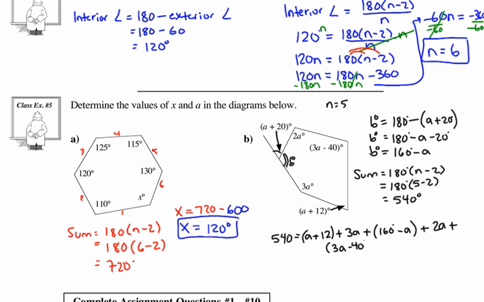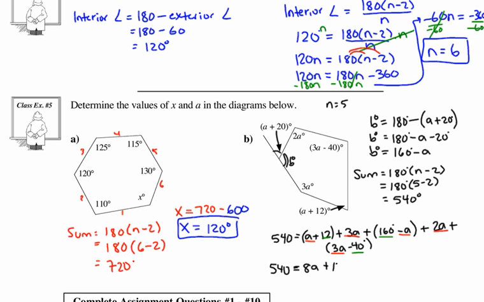Minus 40, sorry. So let's collect like terms here because we're just adding. So our A's, we have 1A plus 3A is 4A, minus an A is back to 3A, plus 2A is 5, plus another 3 is 8A. So equals 8A. And let's add the other guys together. 12 plus 160 is 172, minus 40 is 132.